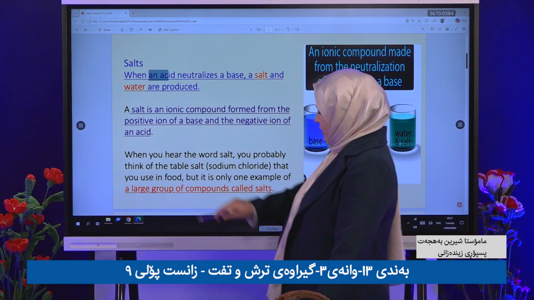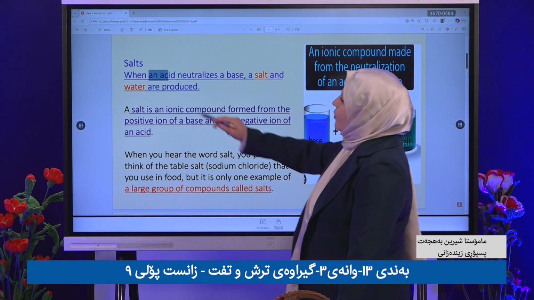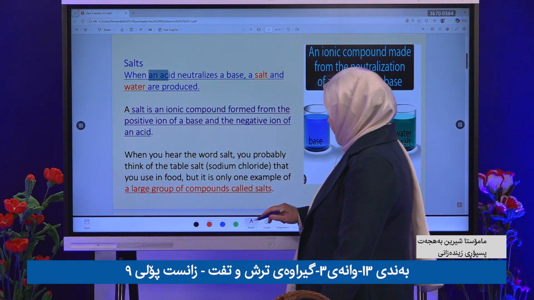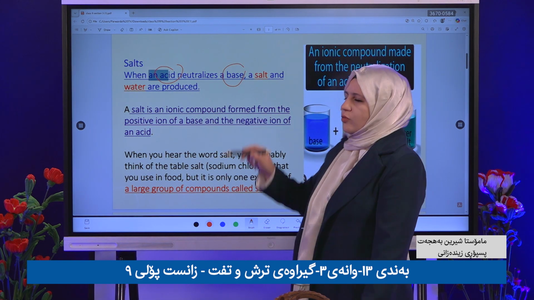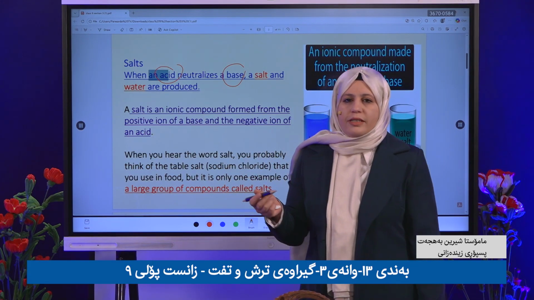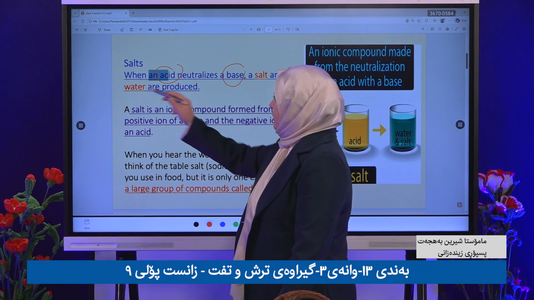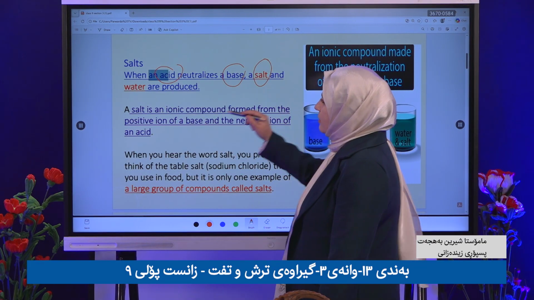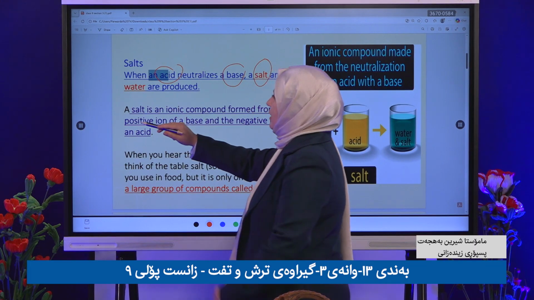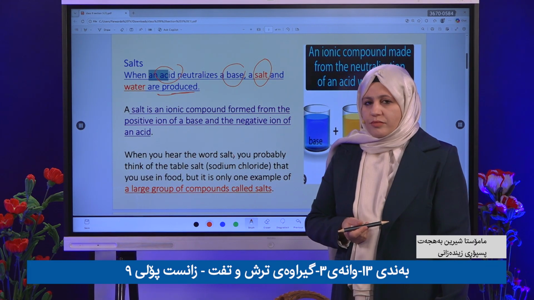When an acid neutralizes a base. So which acid? A strong acid neutralizes a weak base. Okay. So a salt and water. What do we get during this chemical reaction? We get salt and water. Okay, they are produced. So what is salt?